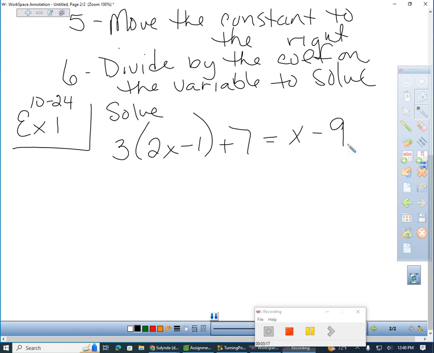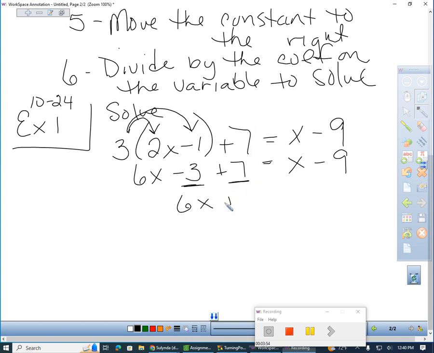So the very first thing we have to do is distribute to get rid of that parenthesis. So I have 3 times 2x is 6x. 3 times negative 1 is negative 3. I'm to the end of this parenthesis, so I'm done distributing. I'm going to bring down everything else. There are no fractions, so we move on to step 3, combine like terms on each side. So on this side, we're going to combine the negative 3 and the 7 together. So I have 6x plus 4 equals x minus 9.